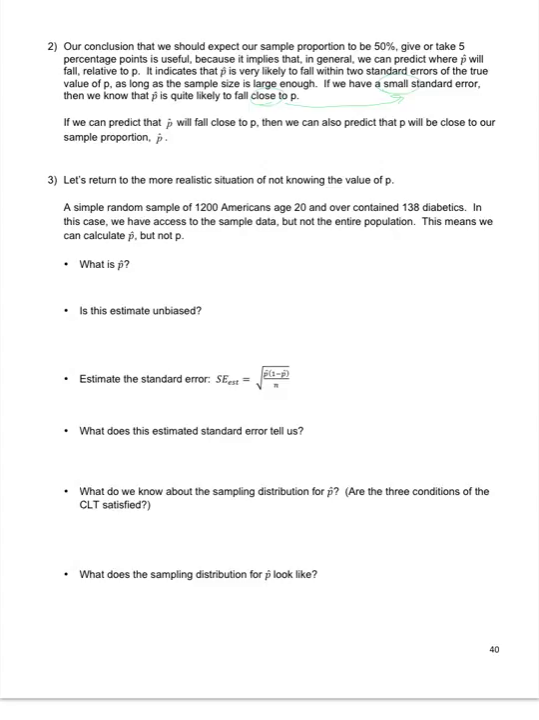Right, so here's a really big idea. If we can predict that p hat will fall close to p, and we see that in our sampling distributions, then we can turn the tables and we can predict that p will be close to our sample proportion p hat. Right, so this is going to be helpful when you don't know p.